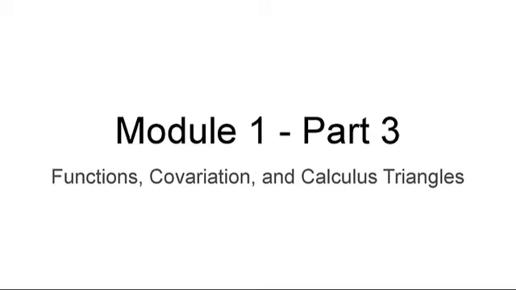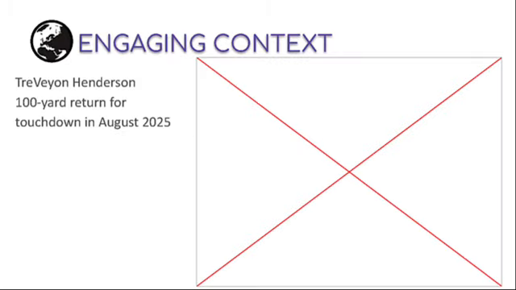Module 1, Part 3, Functions, Covariation, and Calculus Triangles. Covariation. For context, we're going to look at a 100-yard return for a touchdown in August of 2025.